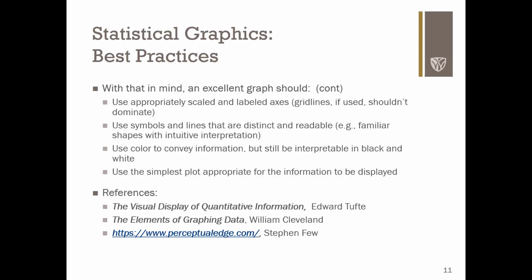So if you were to print a graph in black and white, you want to be sure that anything that you conveyed with color also would come through in black and white. Again, for the purposes of making sure that it's accessible, as well as for the purposes of ensuring that it's printable. So not everyone will print in color. If you're printing on a black and white printer, you want that graph to still be understandable. And you want to use the simplest plot appropriate to convey the information that you have in front of you.